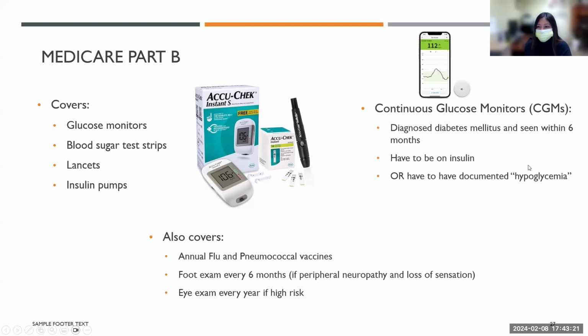Continuous glucose monitors are also going to be covered by Medicare. So anyone that is on insulin, or anyone diagnosed with diabetes who was seen within 6 months, is able to get a continuous glucose monitor, which looks like this sensor at the top. It can be as small as a quarter or a nickel, which you place on your arm and connect to your smartphone in order to see your blood sugar levels throughout the day. Other people that can obtain a continuous glucose monitor include people that have documented hypoglycemia, or severely low blood sugar.